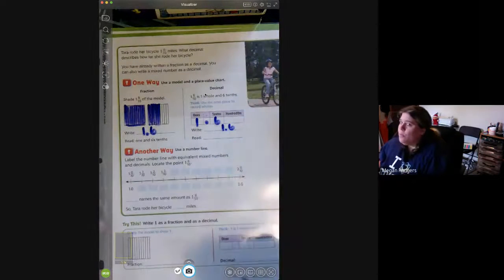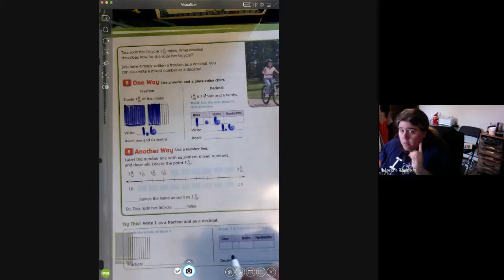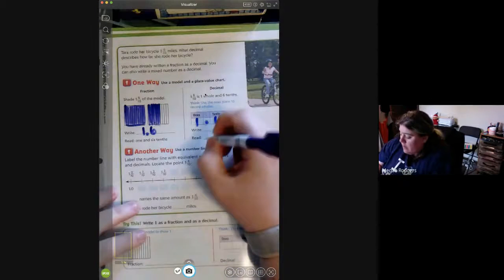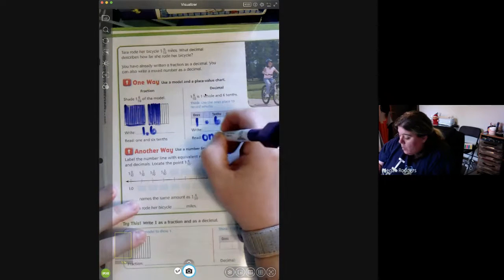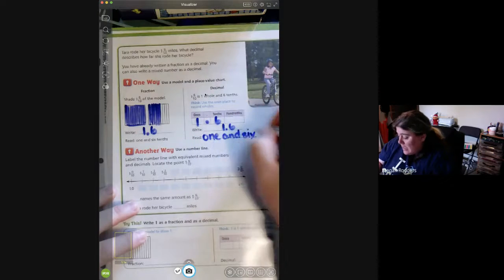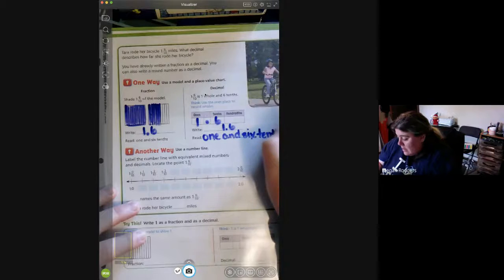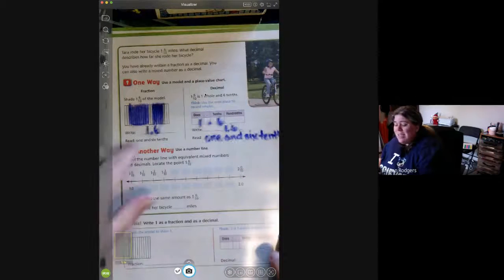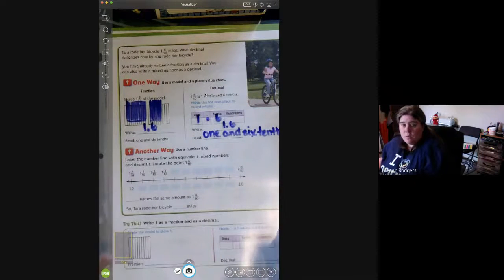And how do I read that? This is the tricky part. This is where that "and" comes in. So I would say 1 and 6/10. Which, if you happen to notice, is exactly what they said over there, only in a lot shorter space than I did.